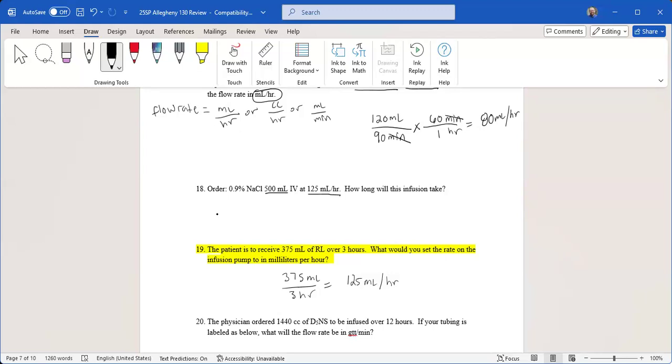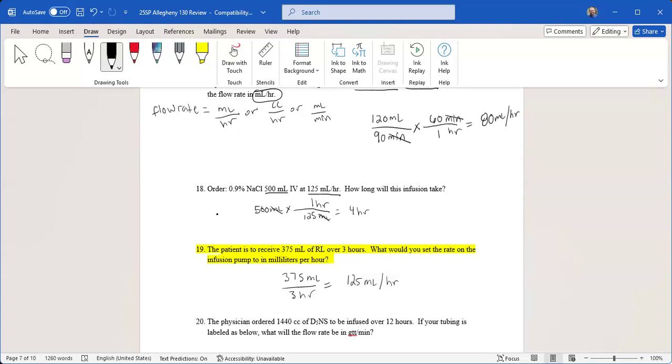What we're trying to do is eliminate the milliliters and be left with just how many hours this will take. So I usually start with the available or the total volume, the 500 milliliters, and then I will use my dimensional analysis. If you're doing desired over available, this also works, but that's not the way I'm doing it. I'm getting rid of milliliters, multiplying by 1 hour, and if I do that right, I should get 4 hours.